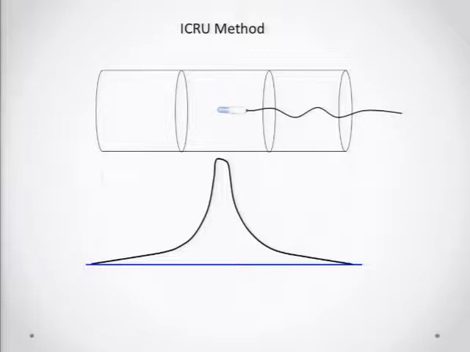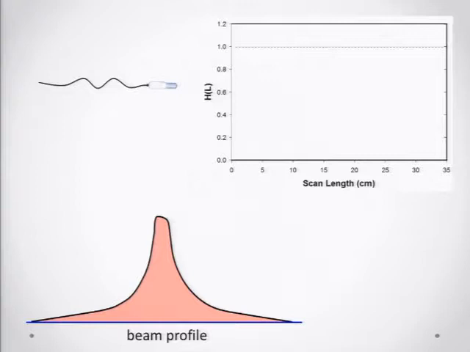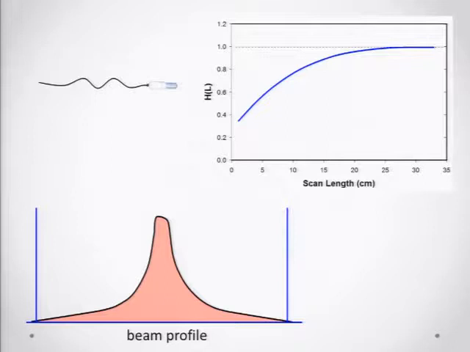But we can take this data, and we have a beam profile now, and we can, just in spreadsheet software, integrate that differentially, and we can build that H of L curve. So now we only need to make one scan. It's the full scan through the patient, but we end up with far less scanning, and so we don't heat up the tube that much.